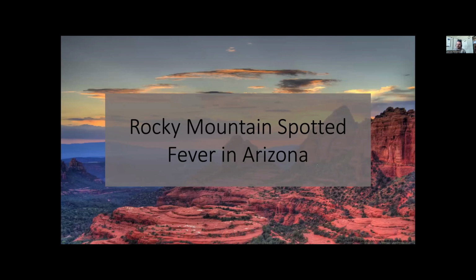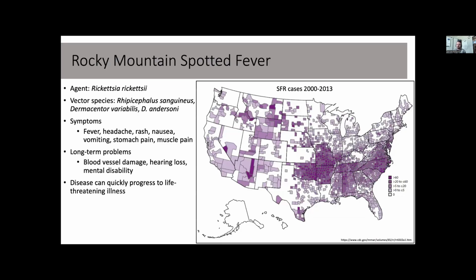So now let's move on to Rocky Mountain spotted fever within Arizona. Rocky Mountain spotted fever is a bacterial disease caused by the bacteria Rickettsia, and it is vectored by a few tick species: the brown dog tick, Rhipicephalus sanguineus, the American dog tick, Dermacentor variabilis, and the Rocky Mountain wood tick, Dermacentor andersoni.